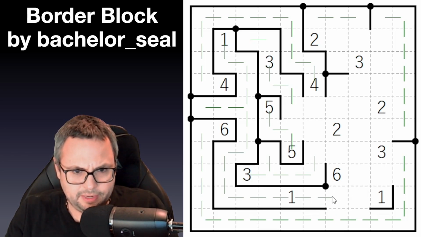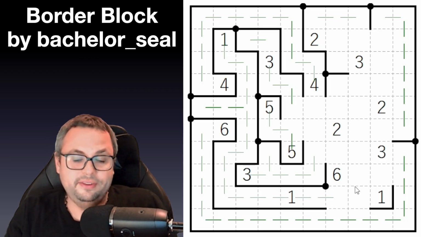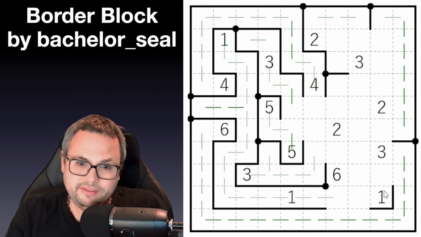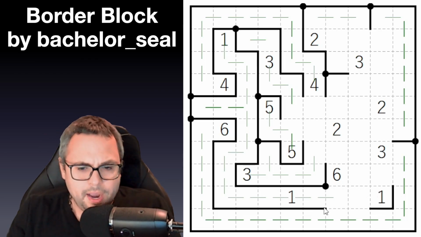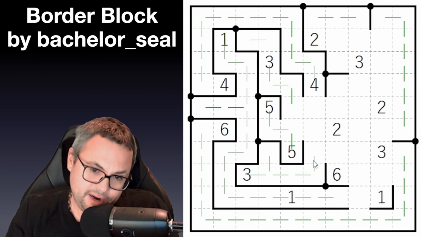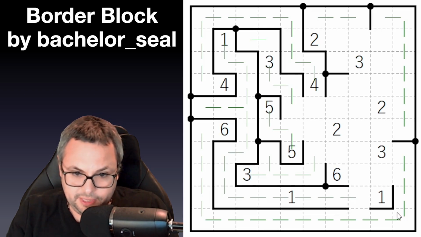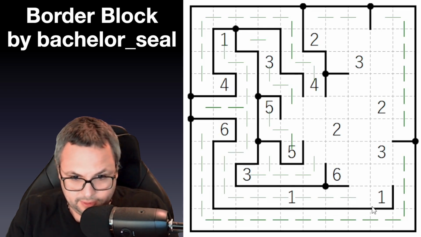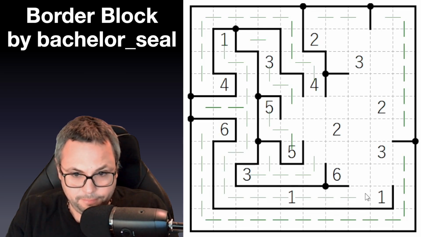How is this possibly not broken? Oh, I see how it's not broken. It's not broken because this is the last 1. Okay. So the 6 and the 1 need to stay apart. That fulfills our duty to that border. 6 and the 1 need to stay apart.